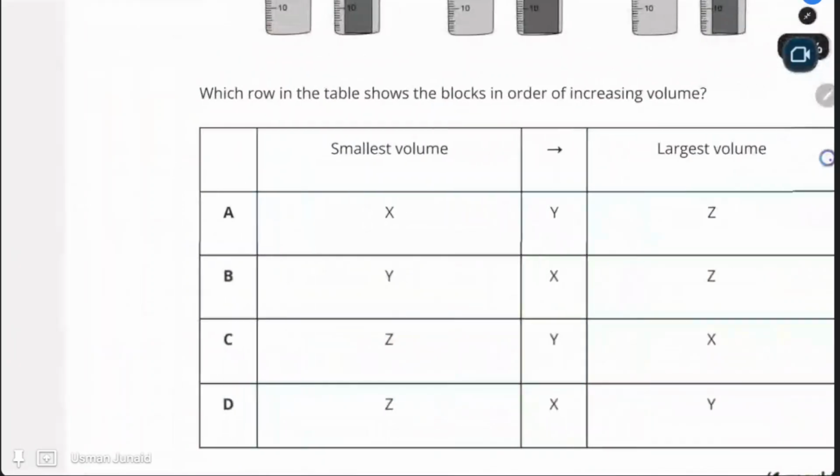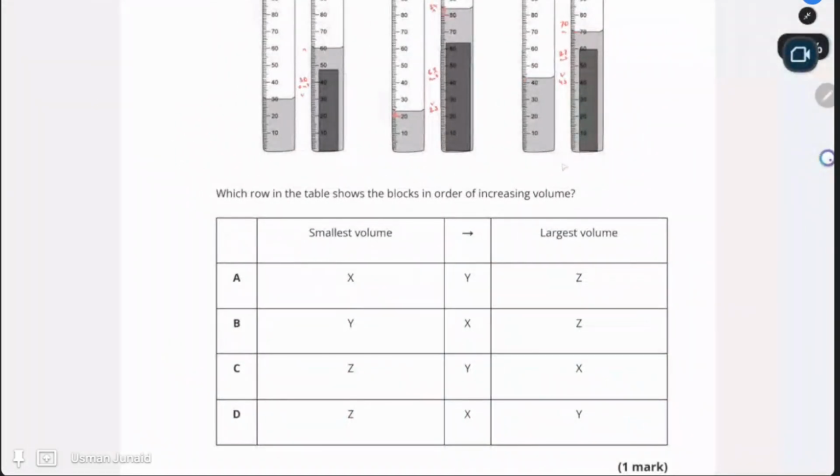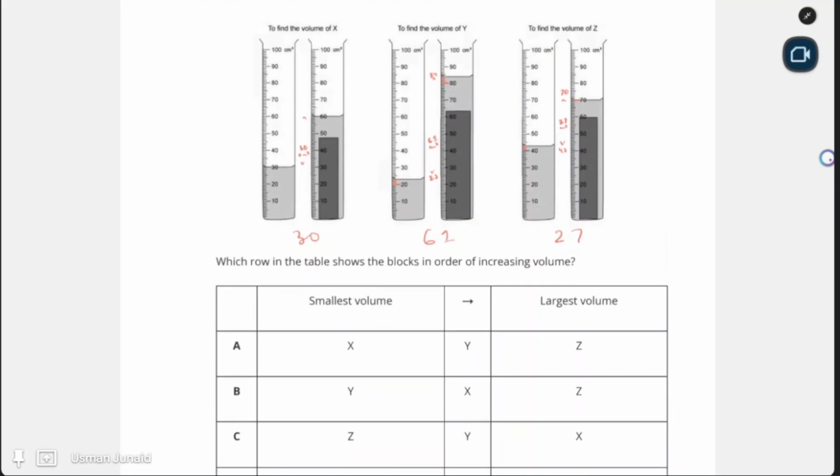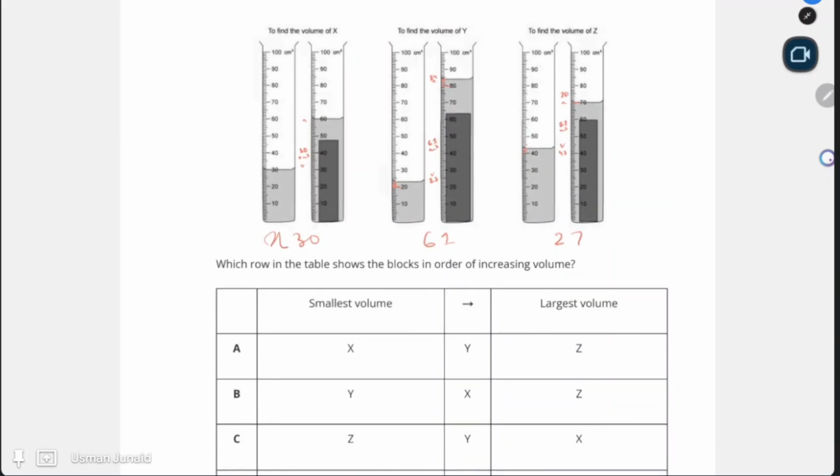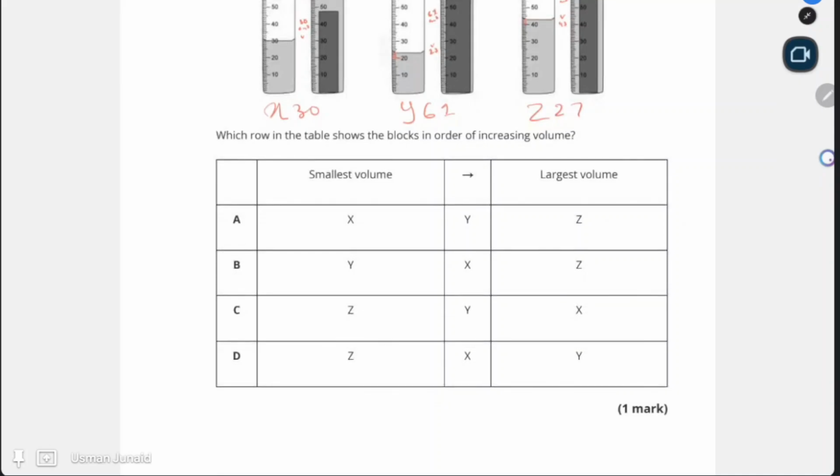Okay, so you've got 27, you've got 61, you've got 30. So which one has the largest volume and which one has the smallest volume? The smallest volume is the third one, and the middle one is the largest. So ZXY, option D. It's D. Yep.